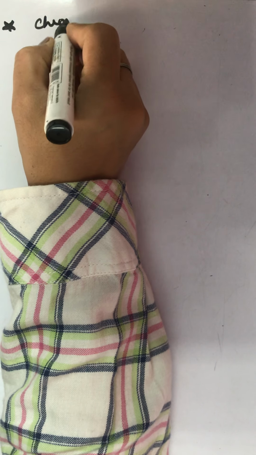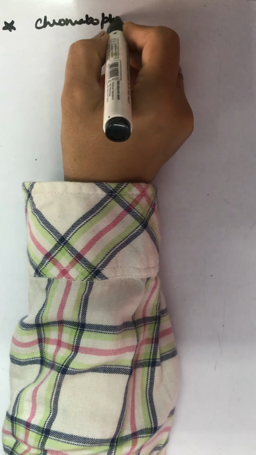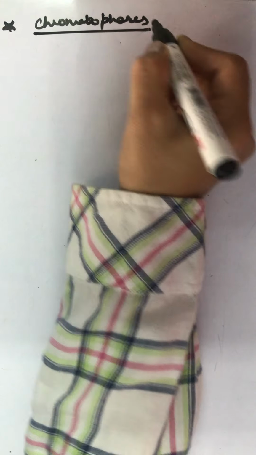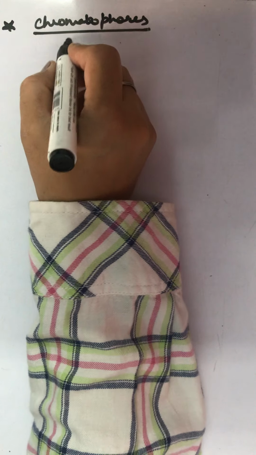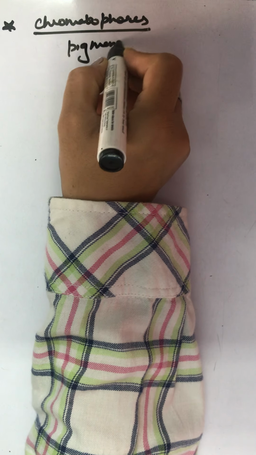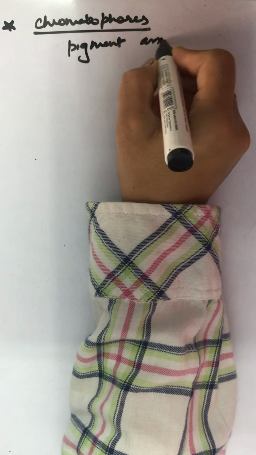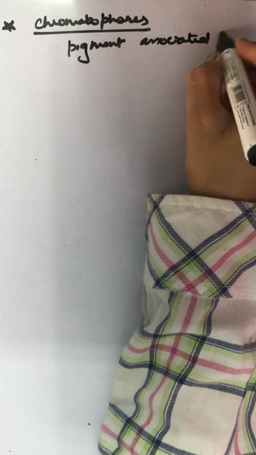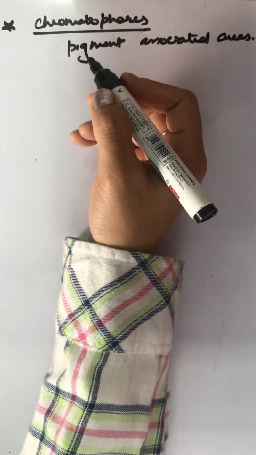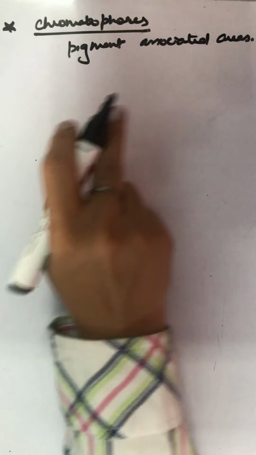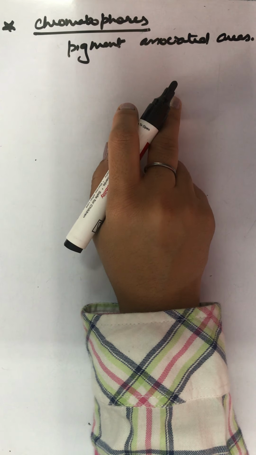They have chromatophores. Chromatophores are the internal membrane systems which contain pigments, pigment associated areas. These internal membrane systems are extensive in photosynthetic bacteria and cyanobacteria.